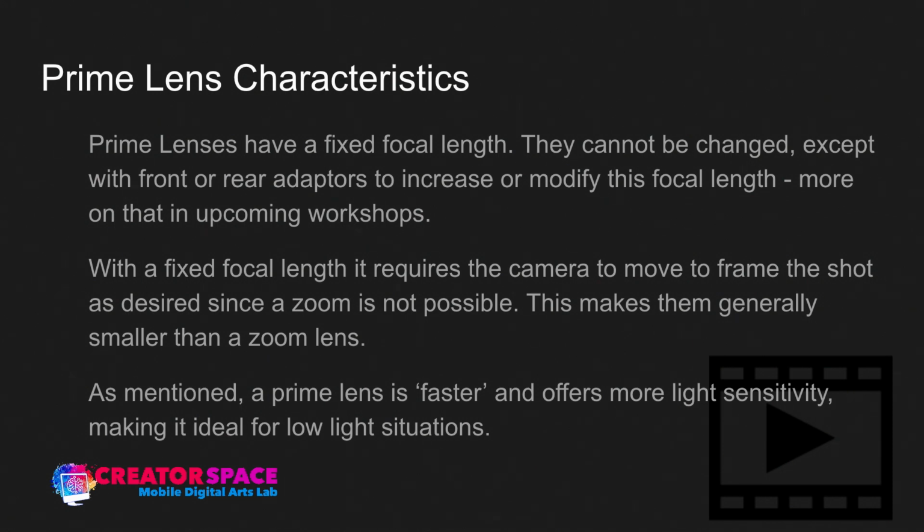So this makes the prime lens generally a bit smaller than a zoom lens, which needs to deal with that maximum focal length to the minimum focal length. And then also, as I mentioned before, the prime lens is faster and offers more light sensitivity, making it ideal for low light situations. So that again can be for a place that's not super bright.